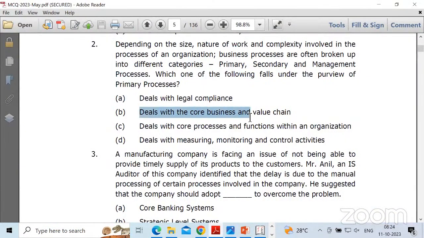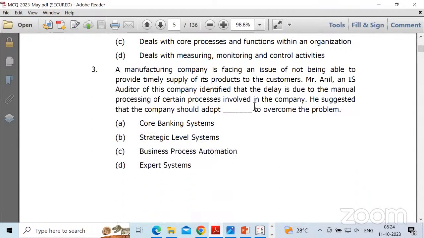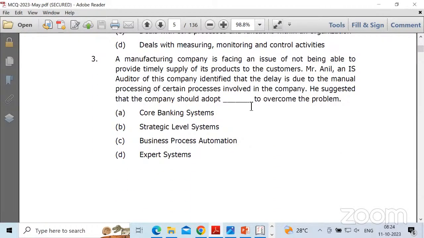So it deals with the core business and value chain is the correct answer. Third one is manufacturing companies facing an issue of not being able to provide timely supply of its products to customers. Anil, an IS auditor of this company, identified that the delay is due to the manual processing of certain processes involved in the company. He suggested that the company should adopt dash to overcome the problem. So he says because of the problem in the manual environment, there is a delay.